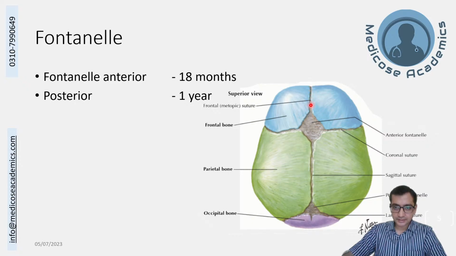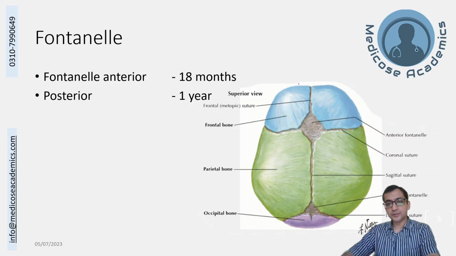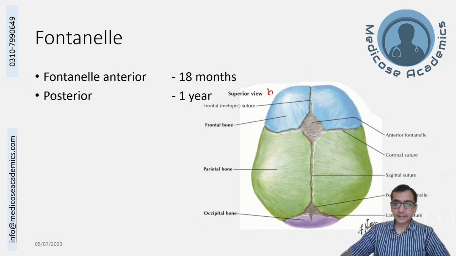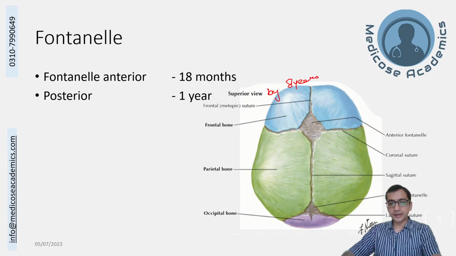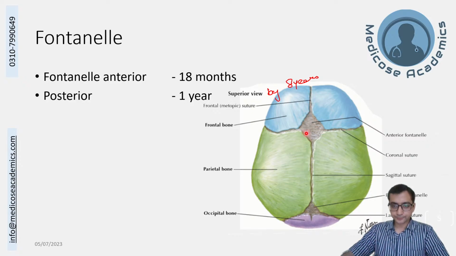Here you can see an interesting thing. This suture is not visible in adults. This is called the frontal suture or metopic suture. Originally, the frontal bone developed as two independent bones, and they fused in the midline by about 8 years of age, and the suture between them vanished. This is called the metopic suture.